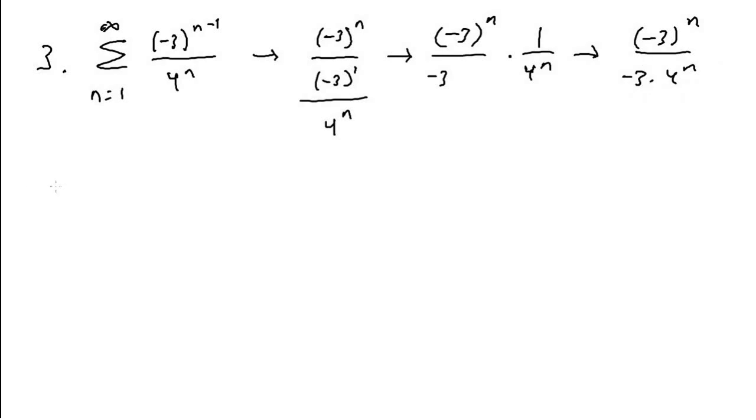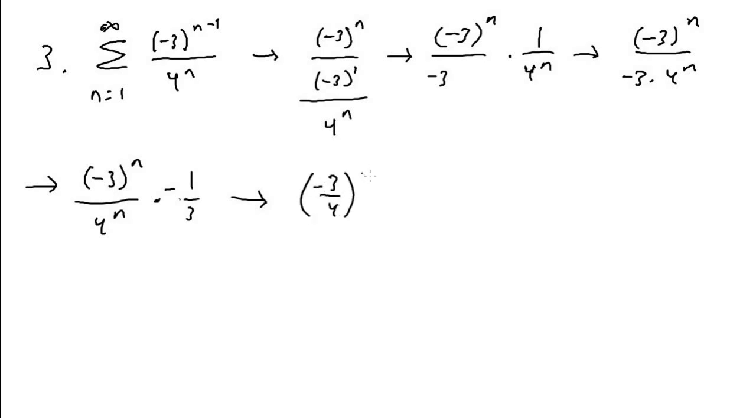So if I were to rewrite this, we'll get negative 3 to the n over 4 to the n times negative 1/3. Now, similar to the last problem where we could factor out similar exponents, we can do the same here. So if I were to rewrite negative 3 to the n over 4 to the n, I can rewrite it as negative 3 over 4 all to the n power times a negative 1/3.